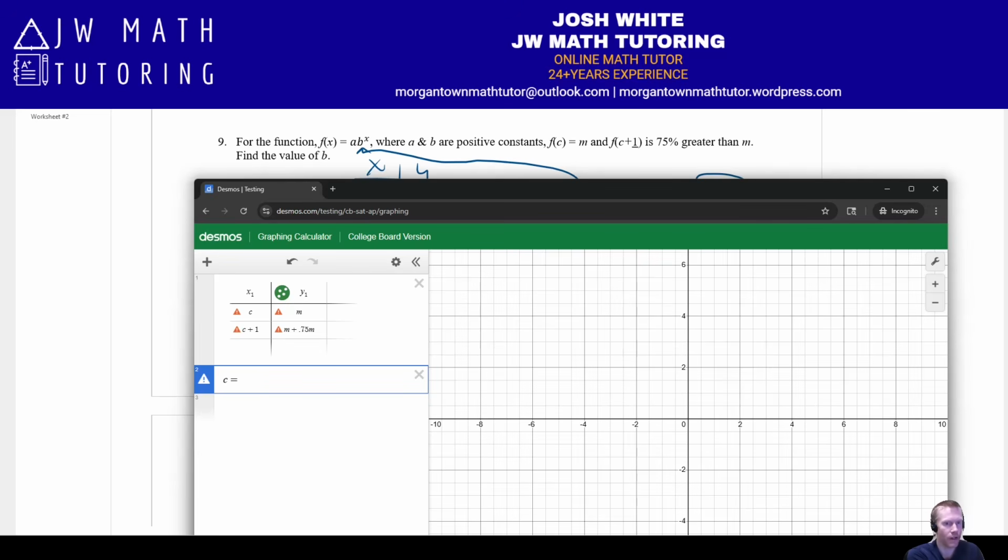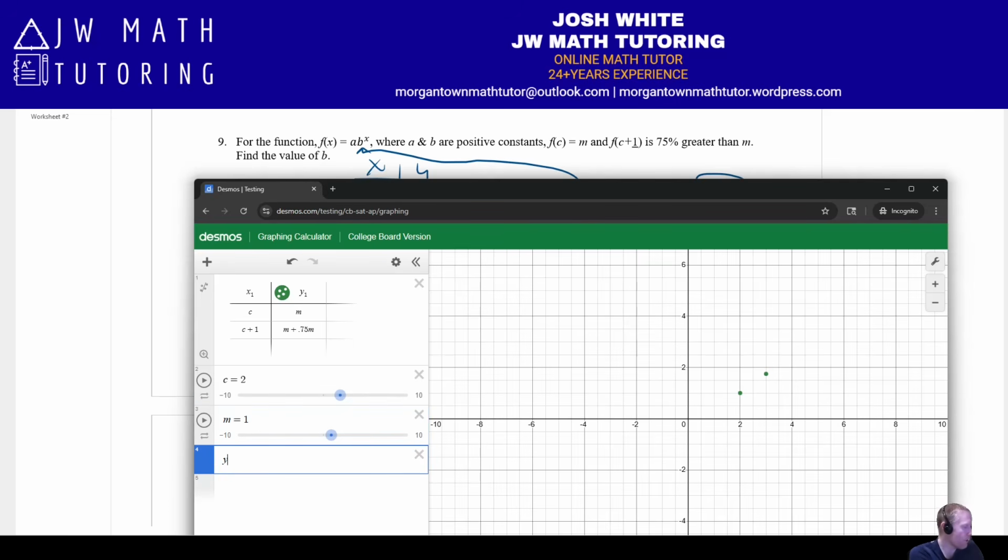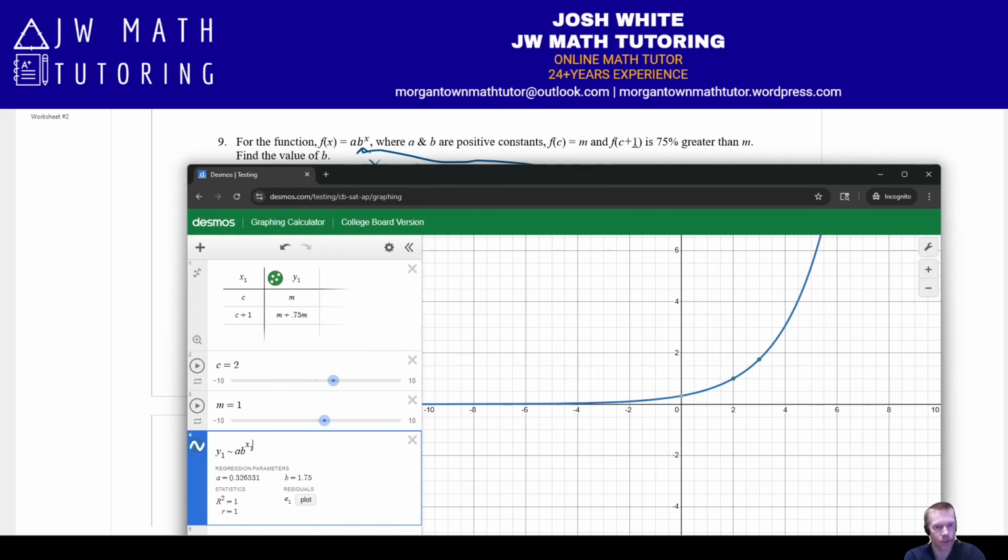Now what you're going to do is add some constants. So let's say c is, like, whatever, 2. M, you have to add a constant. It doesn't matter what value you pick. Let's just pick 1. Now we're going to do the regression statement: y1 tilde a times b to the x1. Notice, you have to pick values for c and m here. It won't work if you don't actually do that. B is 1.75, a is this number.